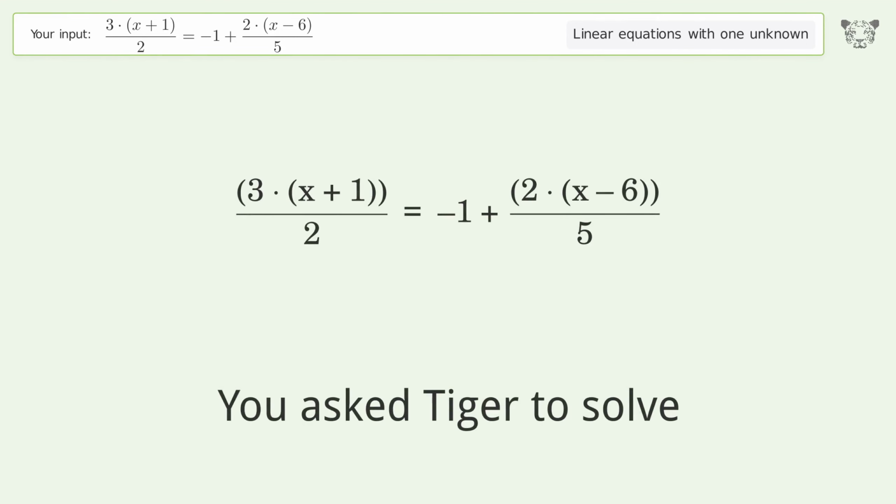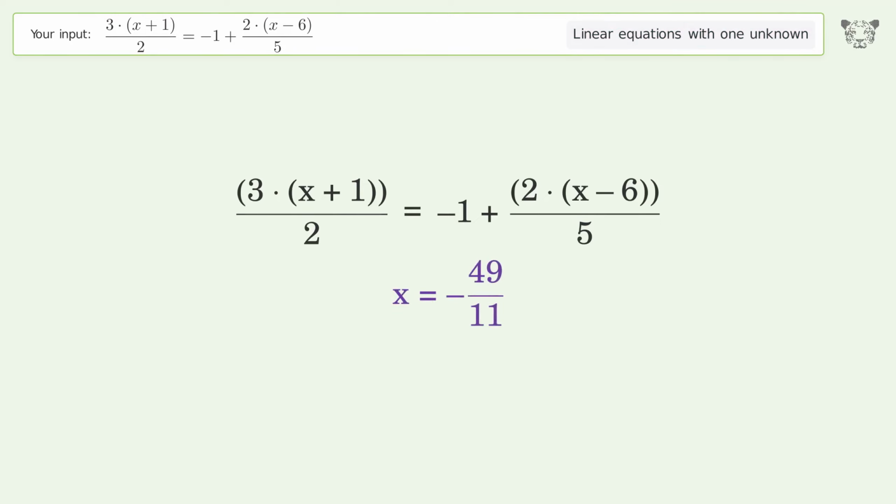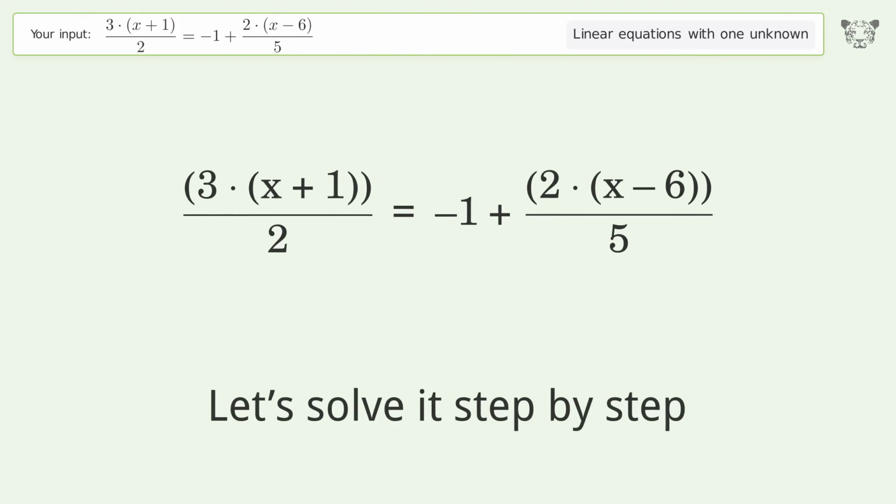You ask Tiger to solve. This deals with linear equations with one unknown. The final result is x equals -49/11. Let's solve it step by step.